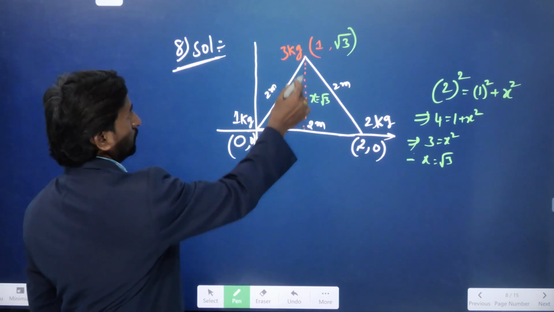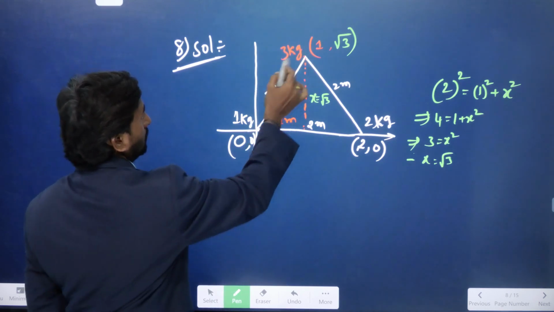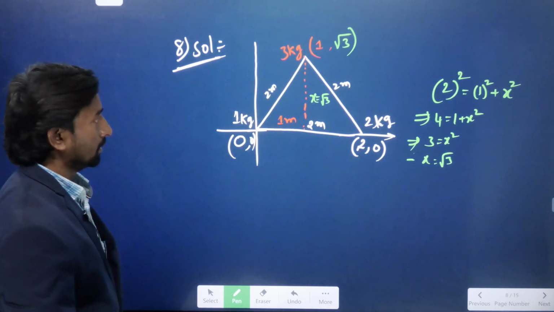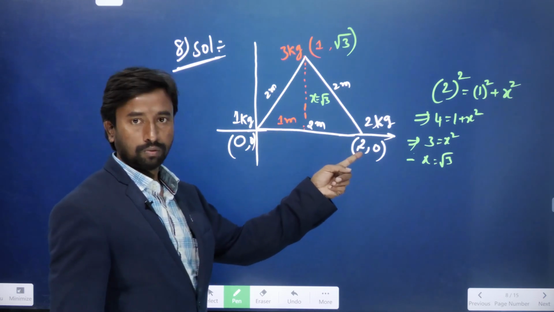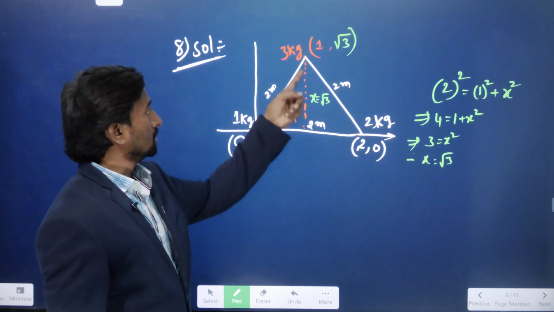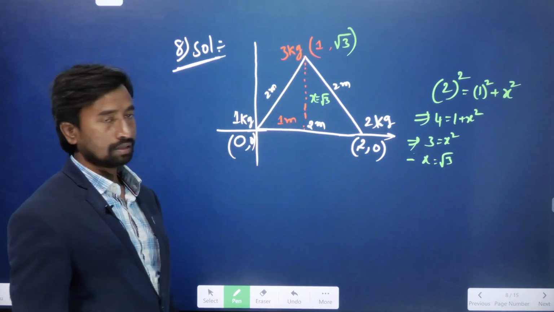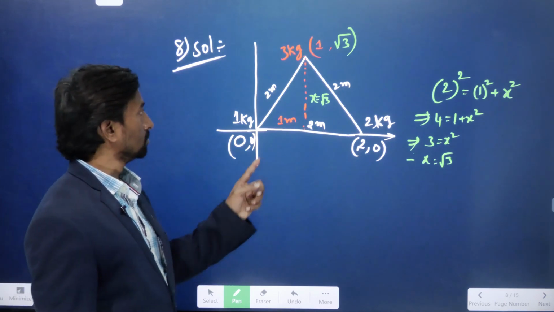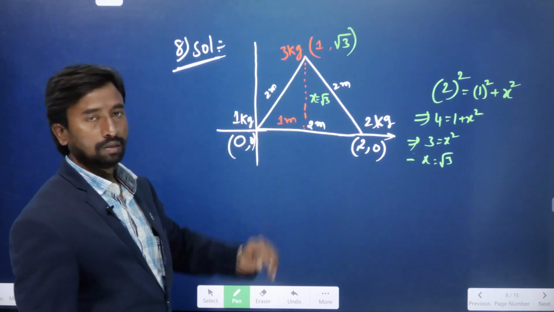This is 1 meter, no? From this we can find this height. That height is nothing but the y coordinate of the particle, and we got root 3 there. The total length is 2 meters, so it is 2, and on the x-axis the y coordinate will be 0. This is the midpoint. The bisector from the vertex bisects the side equally, so 1 meter and 1 meter. So the x coordinate becomes 1 meter, and we find this height from the Pythagoras theorem.